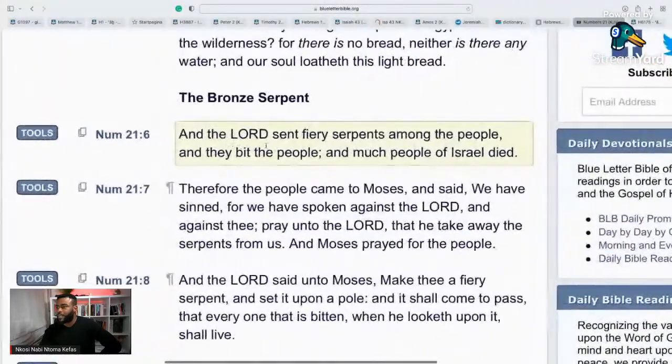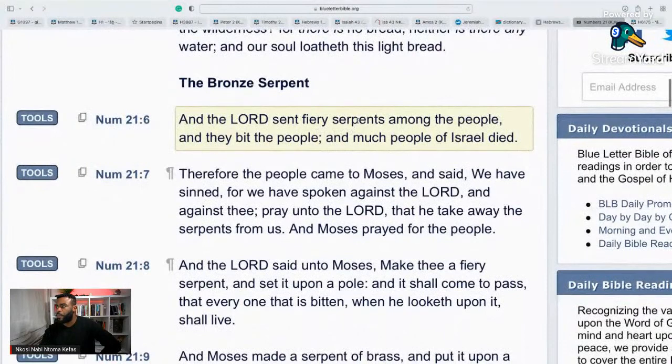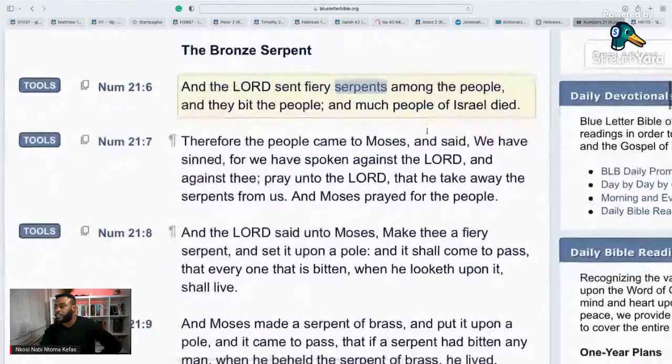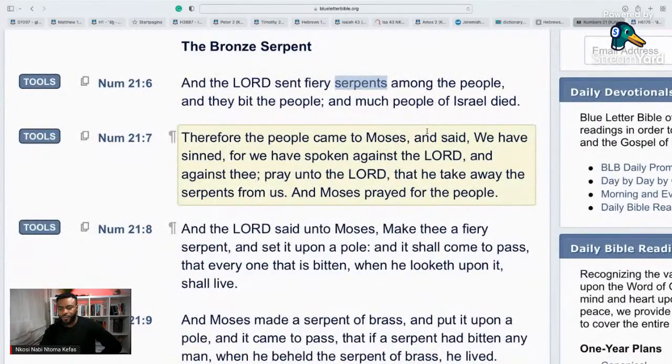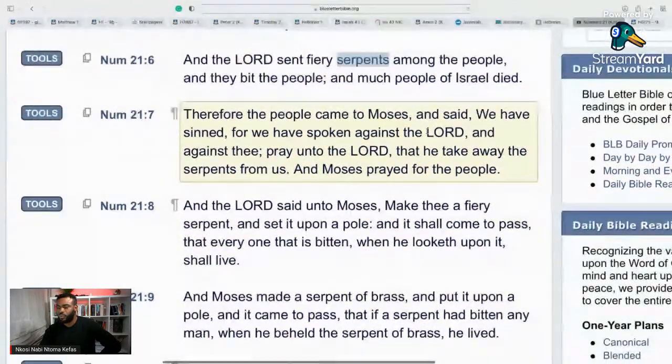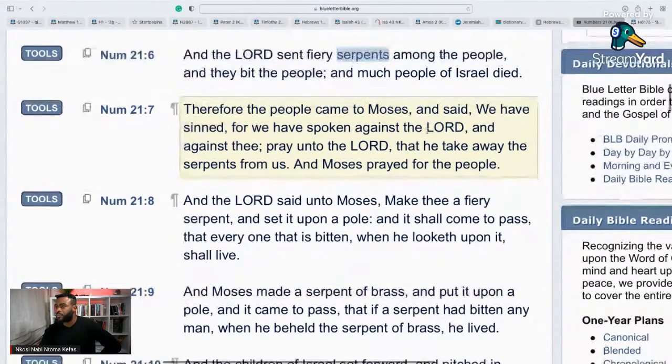And Zambi sent fiery serpents among the people, and they bit the people, and much people of Israel died because they rebelled against the Most High. They rebelled against the prophet. Yes? When you rebel against the prophet whom Zambi has anointed and sent, it is the same as if you're rebelling against the Most High himself.